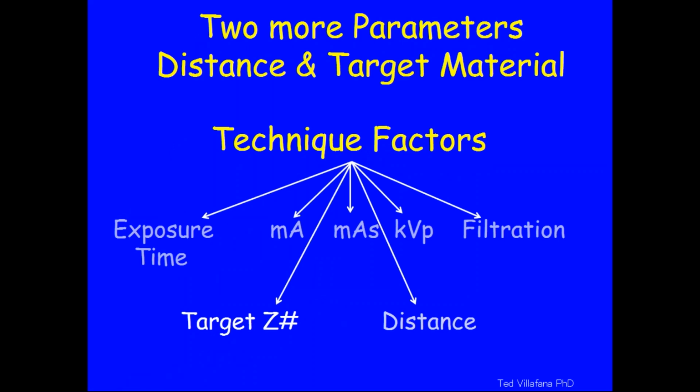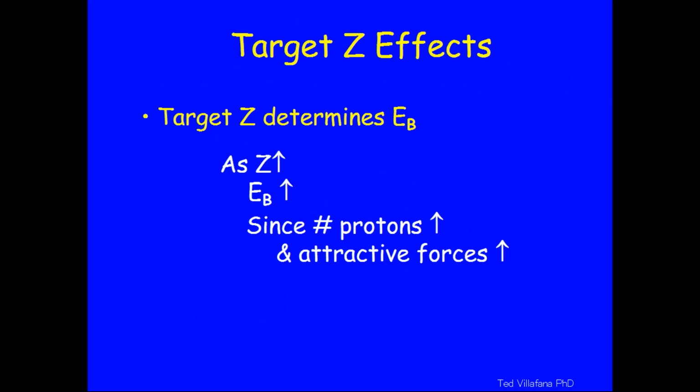That now takes care of those original parameters: exposure time, mA, mAs, kVp, and filtration. Let's say a little bit about target atomic number, and I'll just emphasize there the points that are more likely to be on the boards. What happens as you change the atomic number of the target?